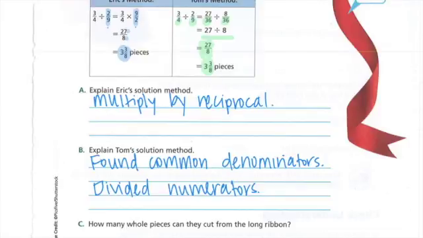Okay, so both of them are correct, two different ways. You can pick your favorite way. I personally like Eric's method of multiplying by the reciprocal, but it's completely up to you.